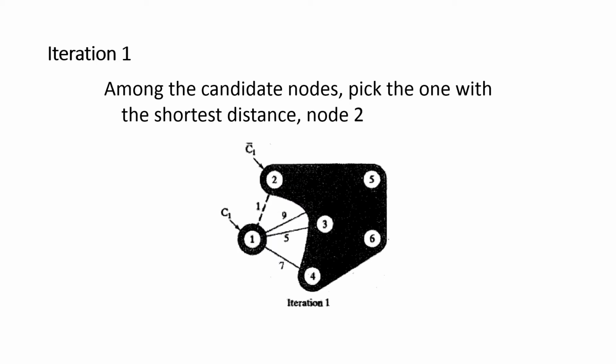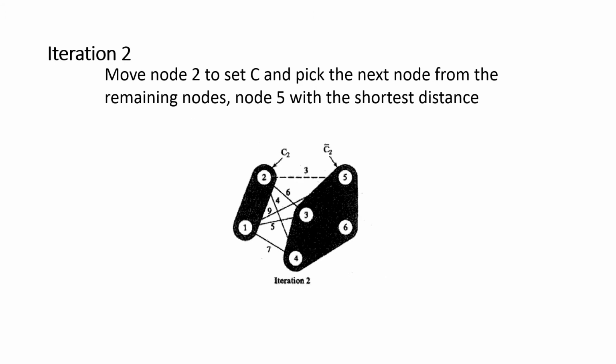So this is still showing the process that I just described in the previous slide, that C1 is connected to all these 4 nodes, and these are the connection distances. The smallest is 1. Once we have chosen to connect nodes 1 and 2, set C2 becomes nodes 1 and 2, and set C2 bar is all other nodes.